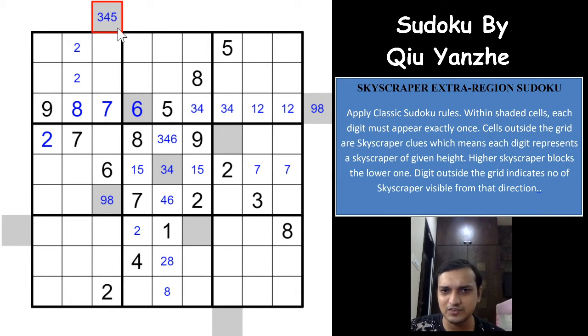So you cannot have a 7 here now. As we already saw, we are seeing the 7s. You cannot have a 7 here, you cannot have a 7 here, here as well. So there are only 3 places for the 7: 1, 2 and 3, these 3 cells. Let us first see the skyscraper clues. Can you have a 7 here?